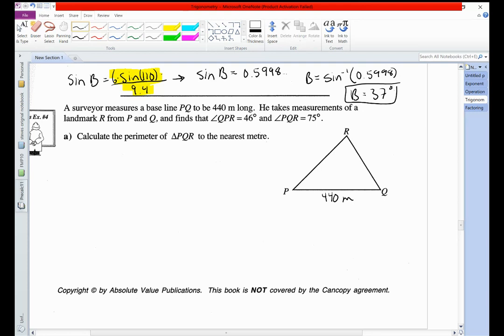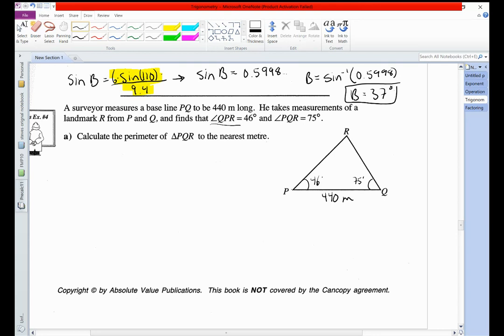He takes measurements of a landmark R from P and Q and finds that QPR is 46 degrees. So this is the angle when you've moved from Q to P to R. So that's 46 degrees. And PQR is 75. So that'll be 75 right there. Calculate the perimeter of the triangle.